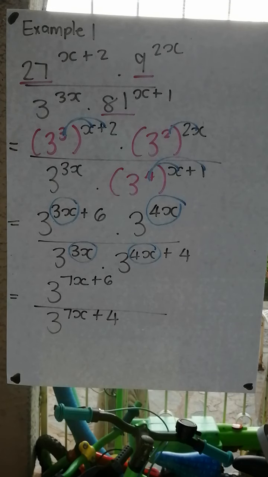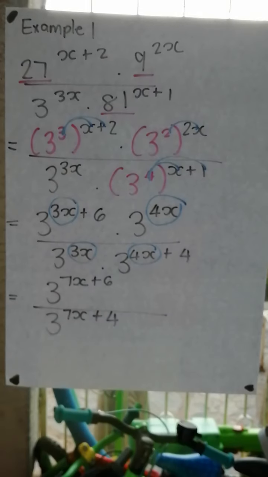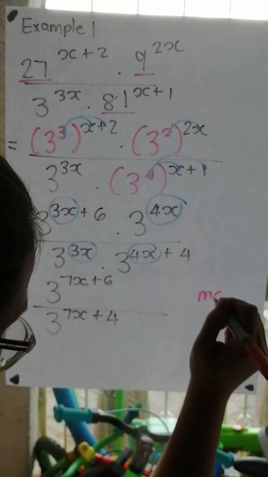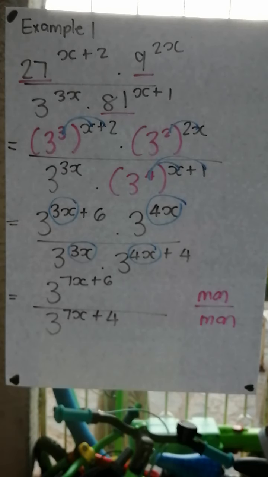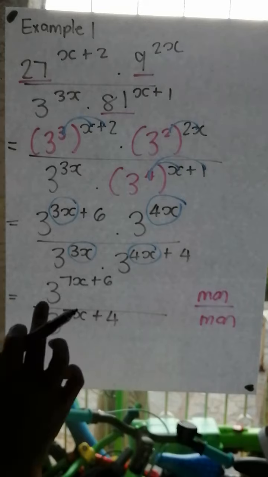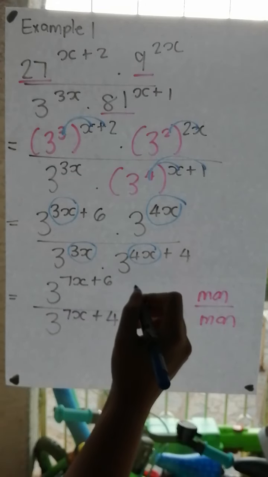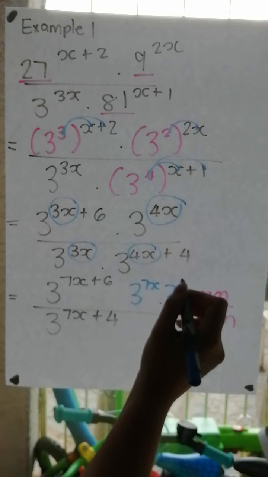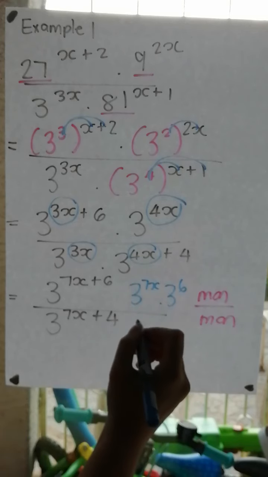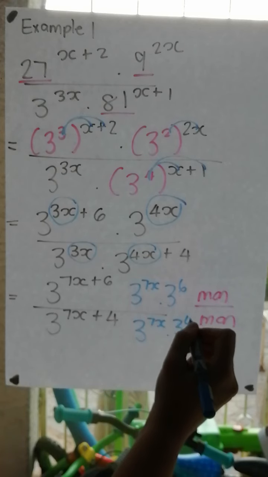Okay. Now, even from the top of here, we had monomial over monomial. I've just simplified and I have a monomial over a monomial. That means I can cancel things that look exactly the same. Now, just remember that 3 to the power of 7x plus 6, how else does this look? This looks like 3 to the power of 7x times 3 to the power of 6. And how does this look? This looks like 3 to the power of 7x times 3 to the power of 4.